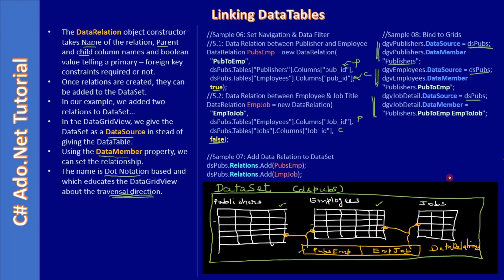And if you see, just by specifying the data source and data member, it automatically performed the click filter. When we go to the example, at that time you will see this.